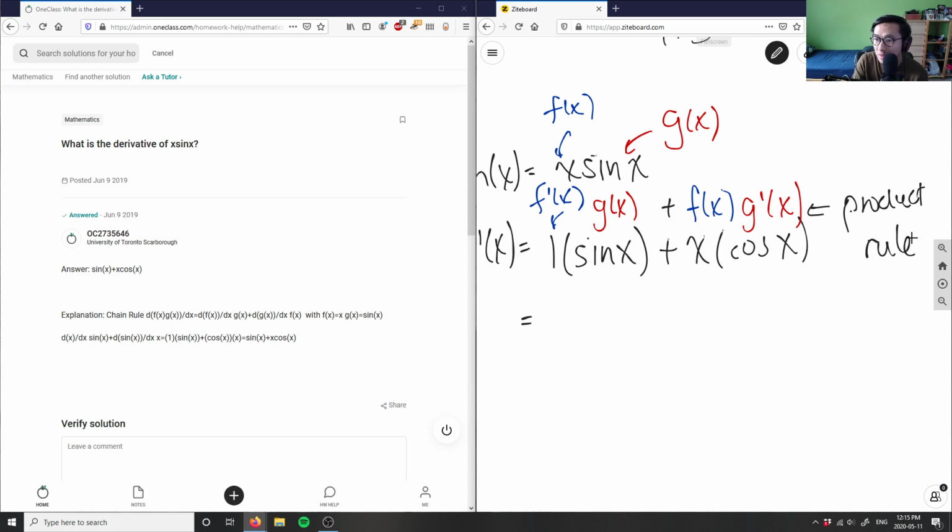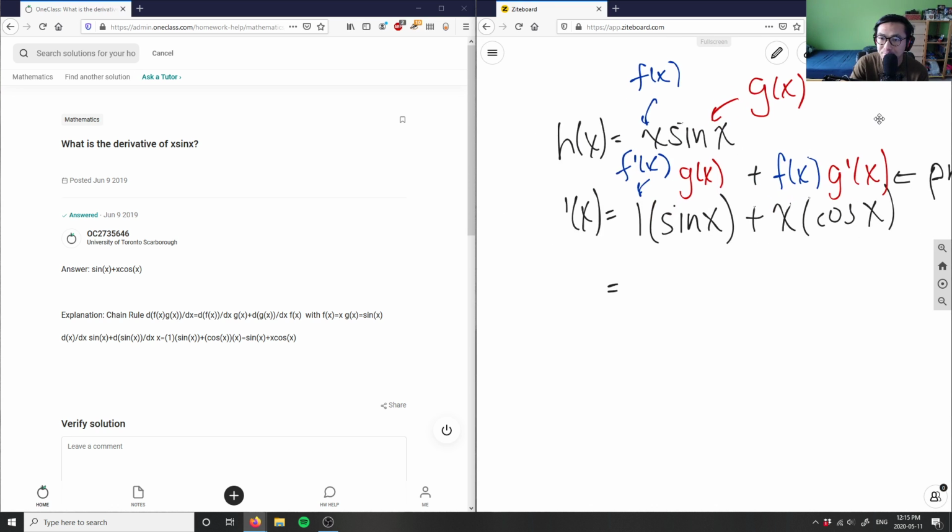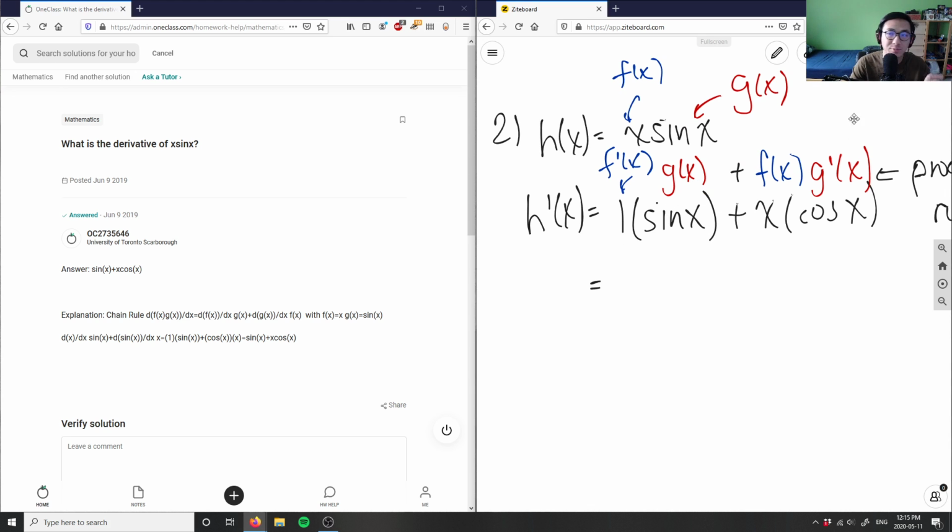So when we're finding the derivative of f of x times g of x, it's going to equal this function, which means h prime of x, the derivative of x times sine x, would equal simply 1 times sine x, so that's sine x, plus x times cos x. And this is my solution for this problem. The derivative of x times sine x is simply sine x plus x cos x.